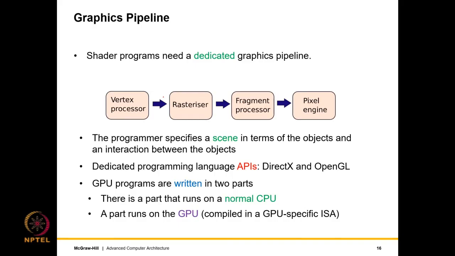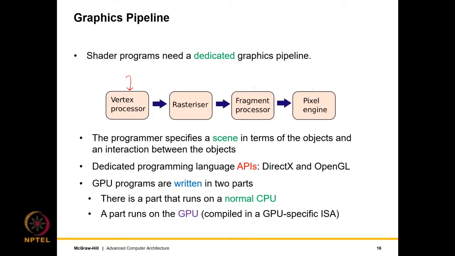So the graphics pipeline of a typical graphics processor, this is the way that it looks, but there are some changes. So one of the stages has changed. So I will describe that later. But the quintessential graphics pipeline that shader programs use, it is a dedicated graphics pipeline that has these four stages. The first is the Vertex Processor, then the Rasterizer, the Fragment Processor, and the Pixel Engine. So what the programmer does is that she specifies a scene in terms of the basic broad objects and the interaction between the objects, the light sources, illumination, shading, the normal vectors of the surfaces, and so on. The rest is automatically computed in hardware and in software.